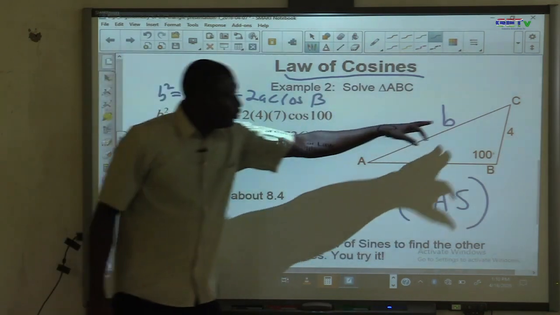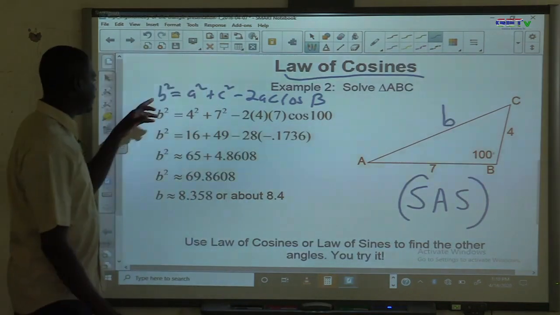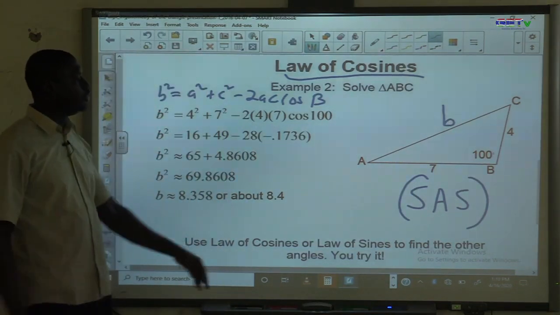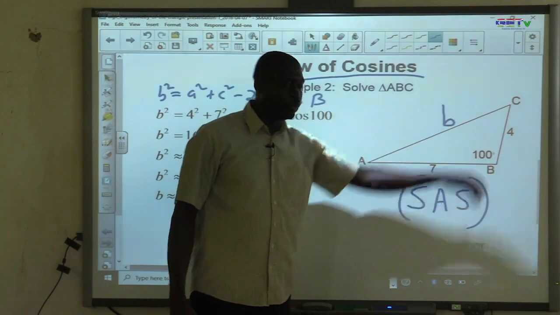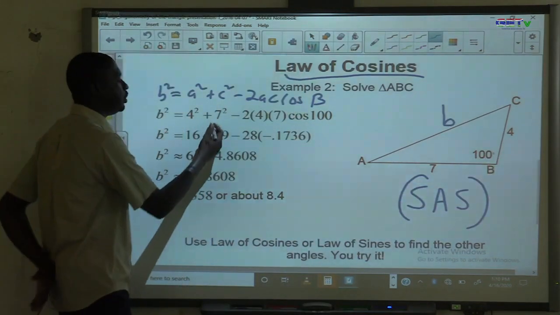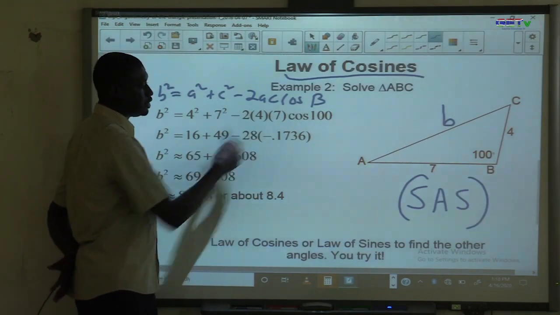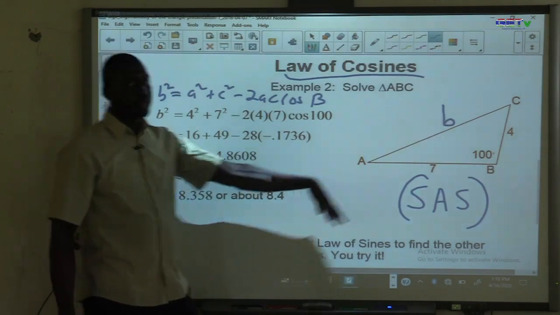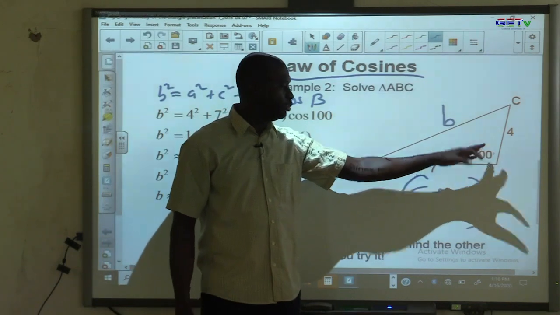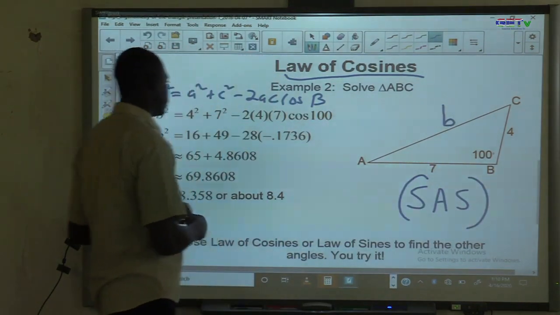B squared, we don't know the value of B, so we leave it as that. B squared is equal to A, we know the value of A. A is 4. So it means we'll have 4 squared plus 7 squared minus 2 times 4 times 7, cos the value of the angle B is given, B is 100. So we have 100 there, cos 100.